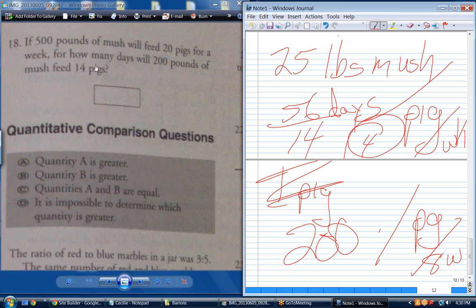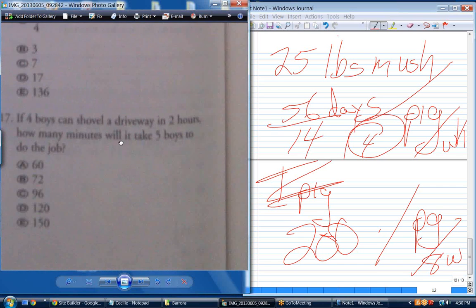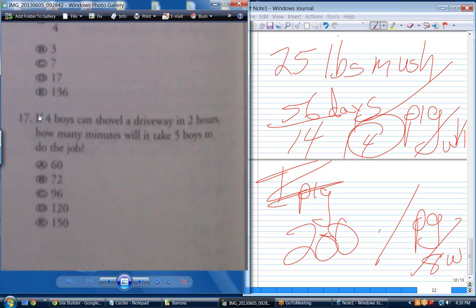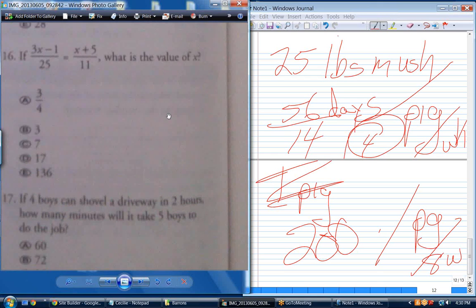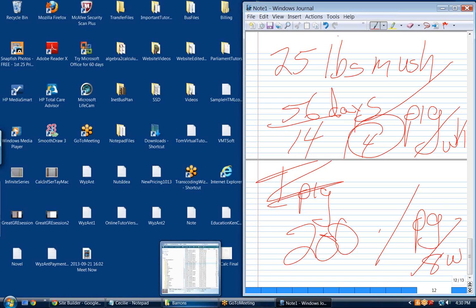There's multiple ways to do it, I'm sure. But it's similar to the way I like to do work problems, is that I bring everything down to a single pig. Just like the last question, we figured out how long it would take 1 boy to shovel the driveway instead of 4 boys. So once we know the rate for 1 pig or 1 boy, then we're ready to tackle the rest of it.